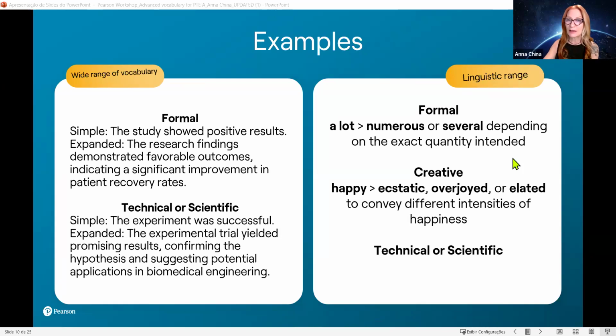And then we have the technical or scientific. So bad is that basic word, but we have ineffective, unsuitable, or non-compliant. So this is the linguistic range.